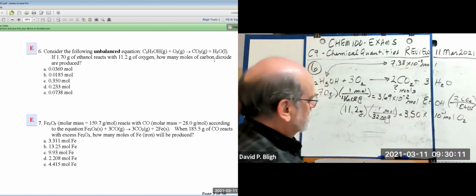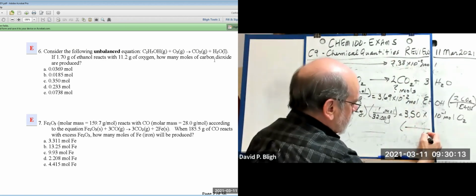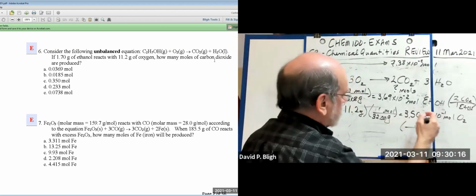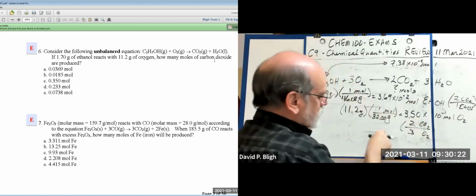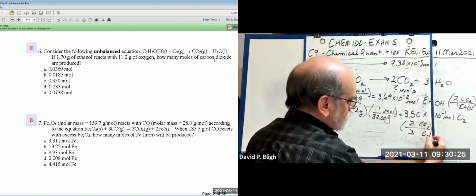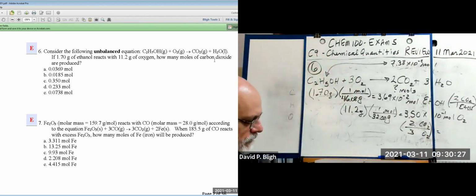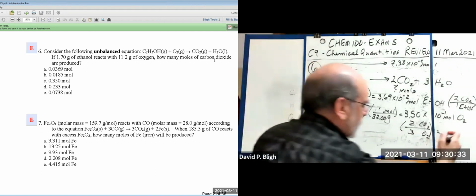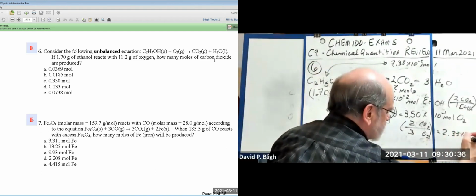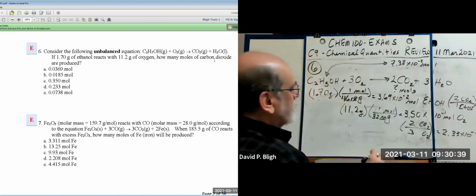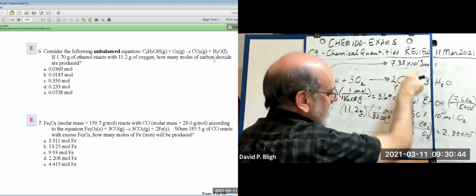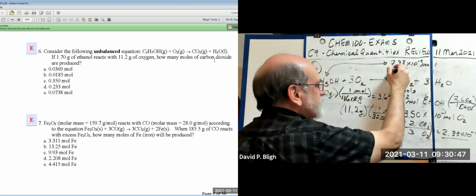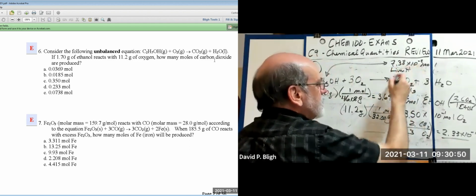How about this one? What's the ratio there? If you have oxygen on the bottom and carbon dioxide on the top, there's 2 here and there's 3 there. So it's 2/3 of that value. I get 2.33 times 10 to the minus 1. All right? So this is 10 to the minus 1. That's 10 to the minus 2. This has to be bigger. That means this is limiting. And that's your answer.